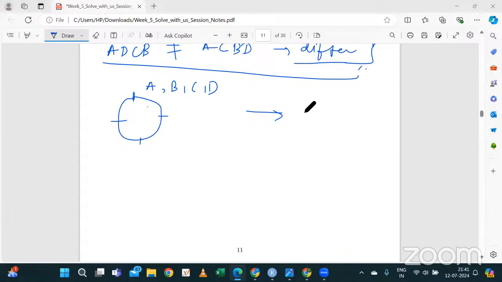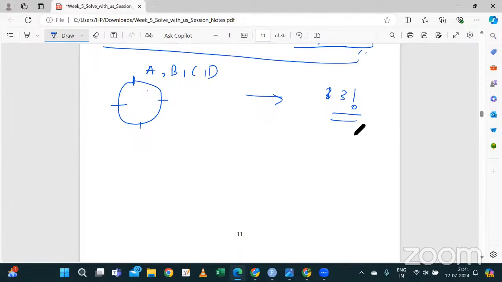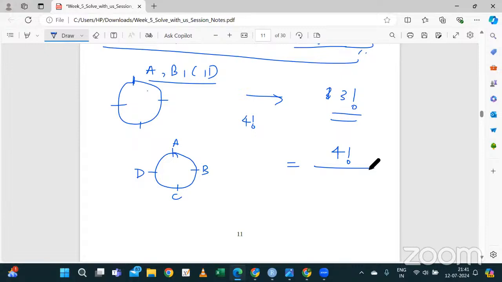I will tell you why it is 3 factorial. Suppose this is A, this is B, this is C, this is D. Suppose you have 4 persons and you want to arrange them in a linear way. In how many ways can you arrange them? 4 factorial. Yes, sir. So you can arrange 4 people in 4 factorial ways.